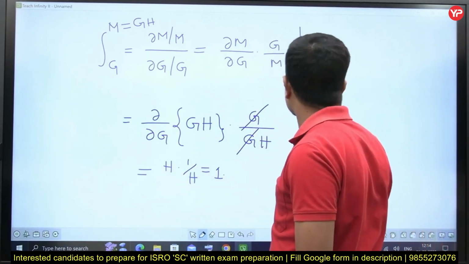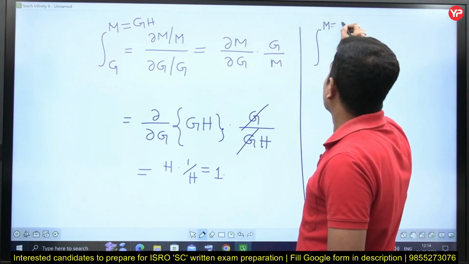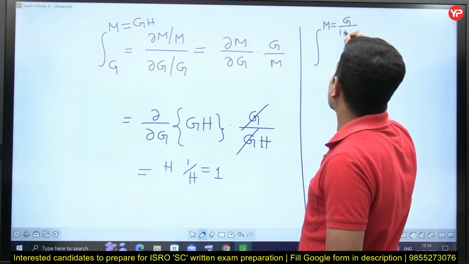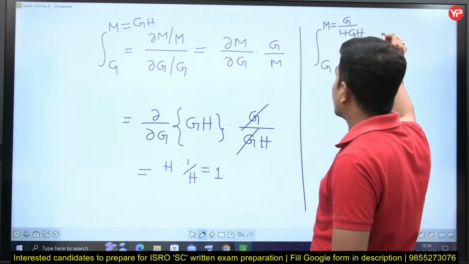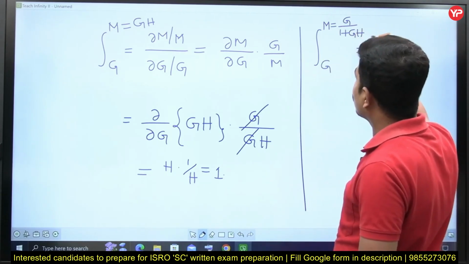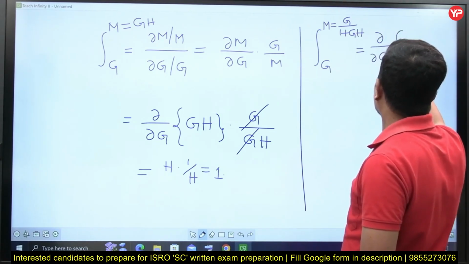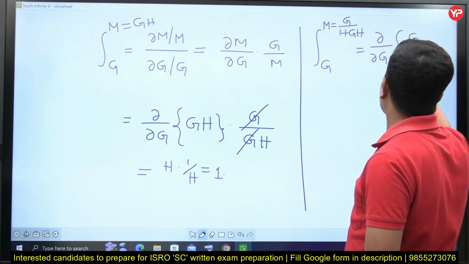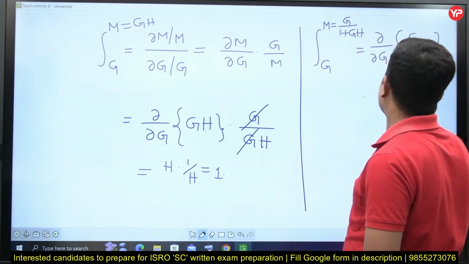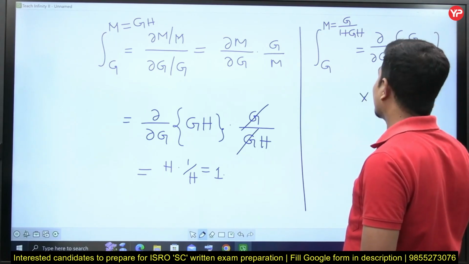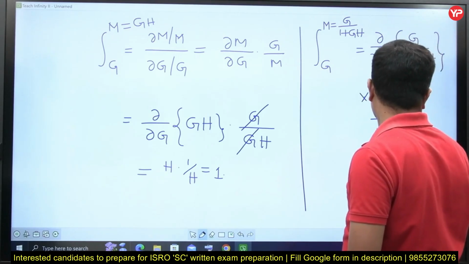Next, sensitivity of M, here M is G by 1 plus GH, closed loop transfer function with respect to G is equal to dou M by dou G into G by M, dou by dou G into M is what? G by 1 plus GH, into G by M, where M is G by 1 plus GH, right?